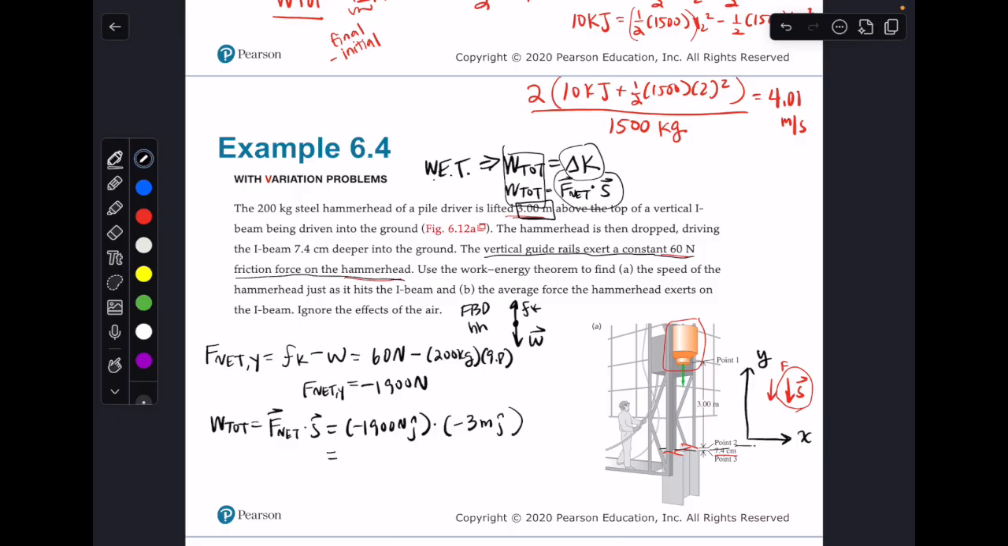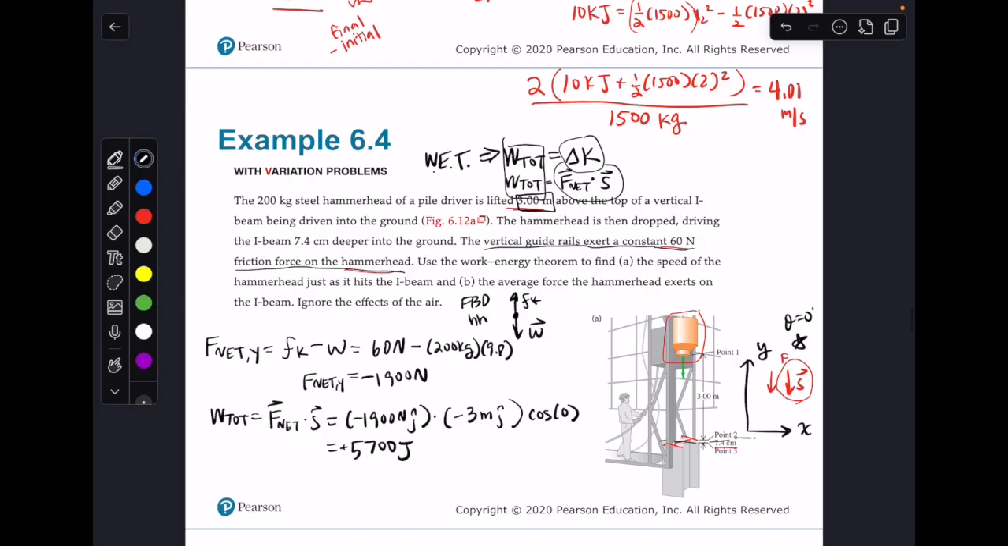So let's do the dot product here. Well, it's just two numbers multiplied together because the angle between them is 0, right? 0 degrees between F and S here. So it's 1900 times 3, 5,700 joules. And it's positive, and that makes sense, right? Because it's moving in the same direction as the net force is going. So the total work done is 5,700 joules.